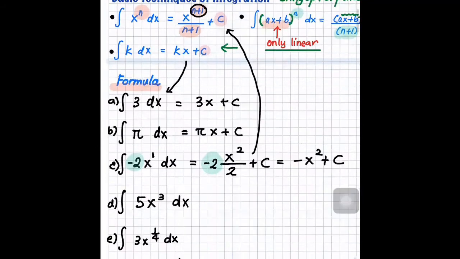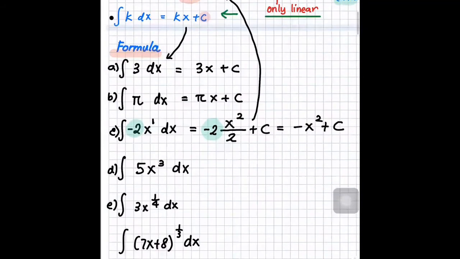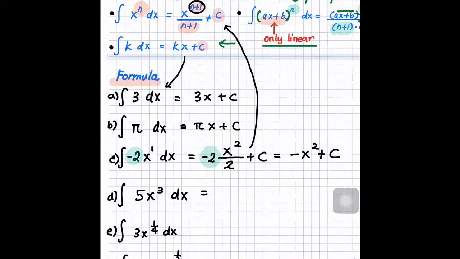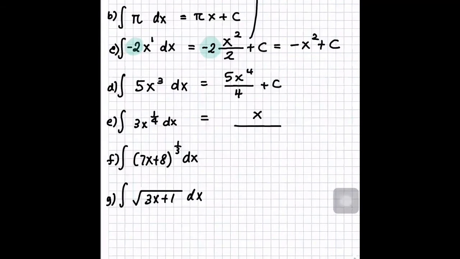Okay, let's try more. I want Chris to answer. D. 5x to the power of 4 over 4, and then plus c. Very good. And we're going to take the power and we're going to put it at the bottom. What happens to my 3? Put it in the front. Yes, nothing will happen.